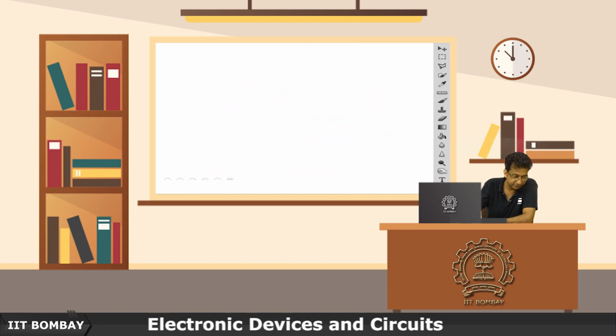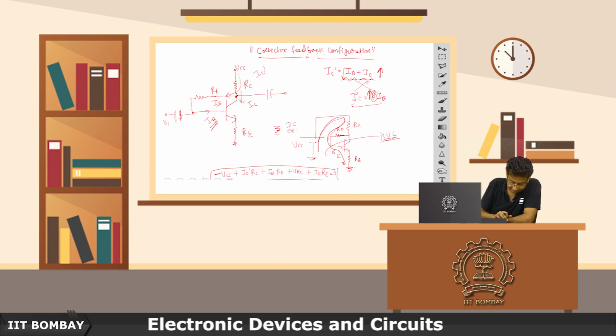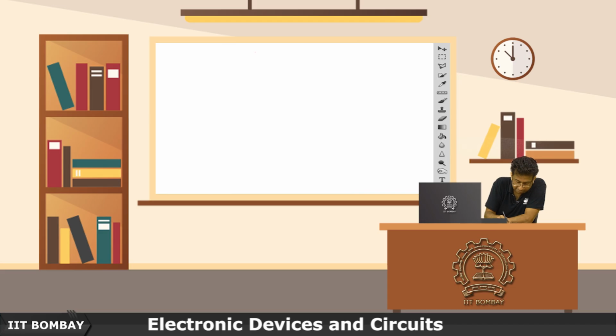So now let's simplify it and try to get the expression. I will just bring down this expression back, which is minus VCC plus IC dash RC plus IB RF plus VBE plus IE RE equal to 0.